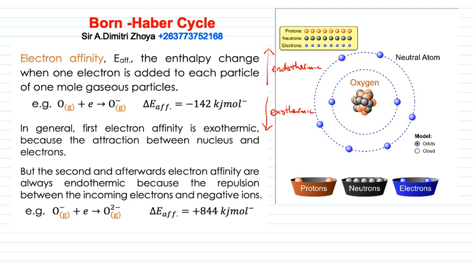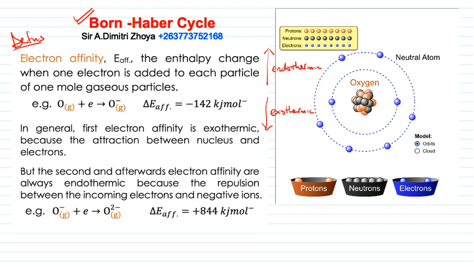Alright, so this Born-Haber cycle is for an ionic compound. So the important thing when doing this Born-Haber cycle is that we should be able to know the definitions first. So the first definition we are looking at is electron affinity.